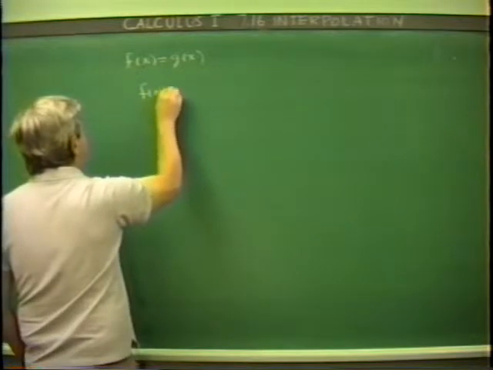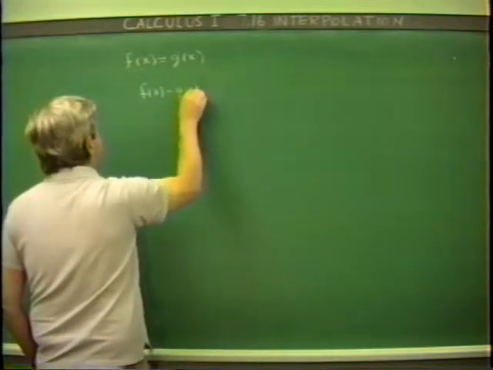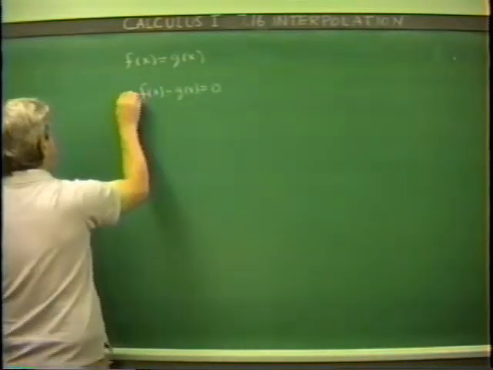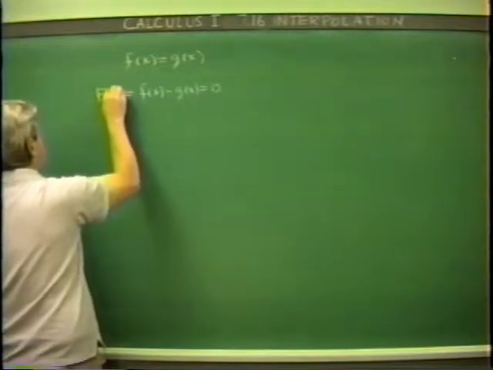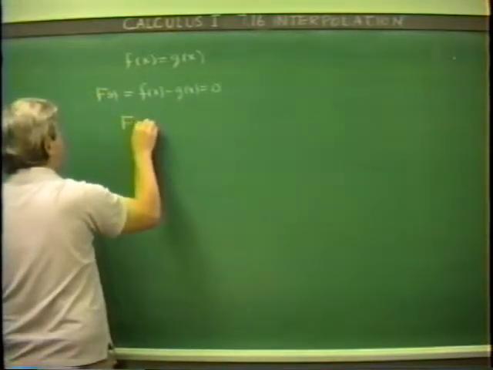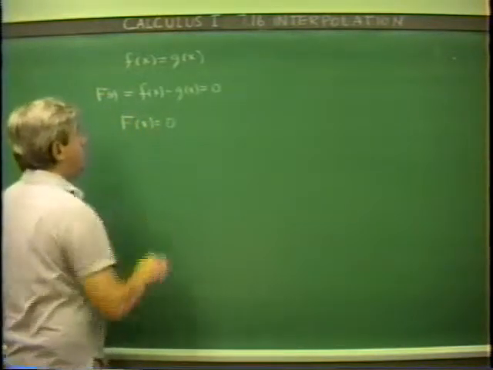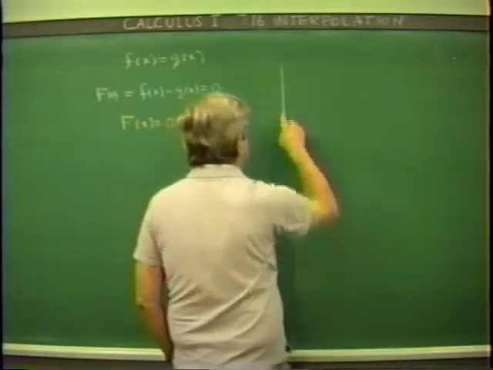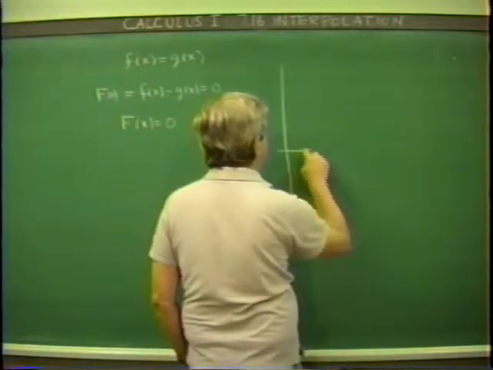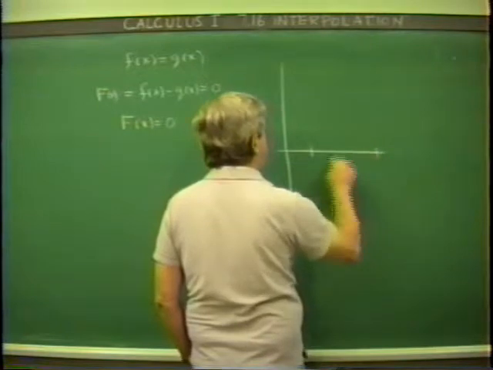Frequently, you want to know when two functions are equal. Well, you can always reduce this to the problem of when is f of x minus g of x equal to 0. And if this is the function capital F of x, then what we want to know is when is F of x equal to 0.